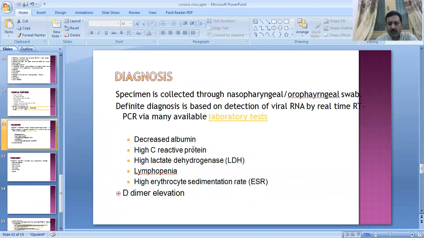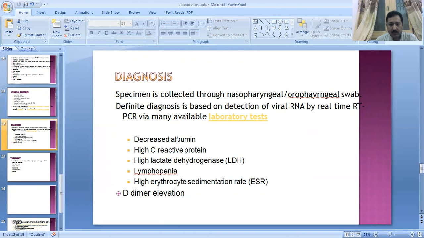How can we diagnose the coronaviruses? Coronaviruses are diagnosed from specimens which are collected in the form of nasopharyngeal or oropharyngeal swabs. The definitive diagnosis is made by reverse transcriptase polymerase chain reaction (RT-PCR), the diagnostic method by which the virus's single-stranded RNA is detected. The other supportive laboratory tests done in patients of the coronavirus are serum albumin, C-reactive protein, and lactate dehydrogenase.